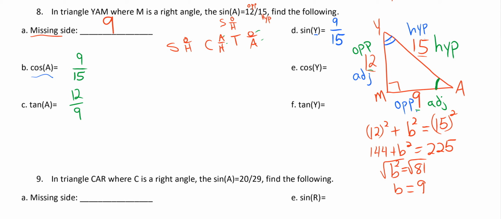Cosine of y, well, that's equal to the sine of A, so that must be 12 over 15. And then the tangent of y is going to be the reciprocal of the tangent of A, so it's going to be 9 over 12. And that's it. If you want to check, you can do that by looking at your triangle over here. Okay, but that's all there is to that problem. Number 8 completed.